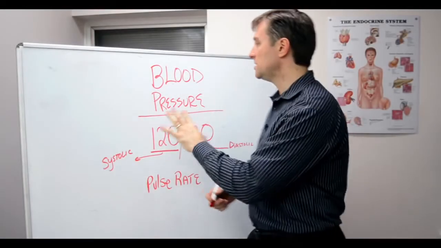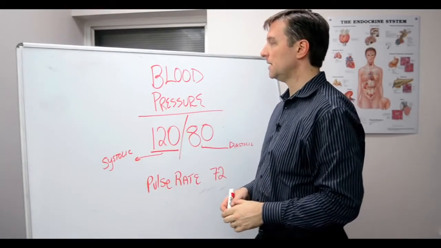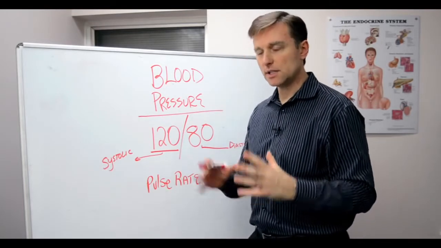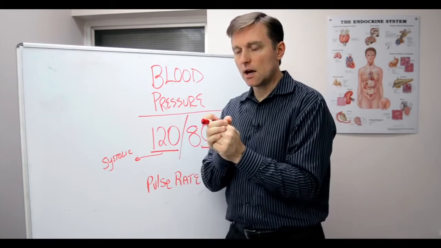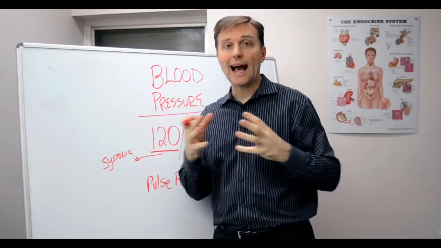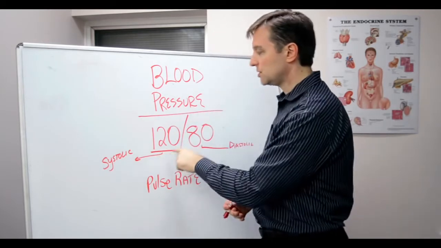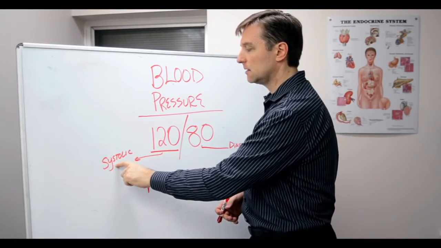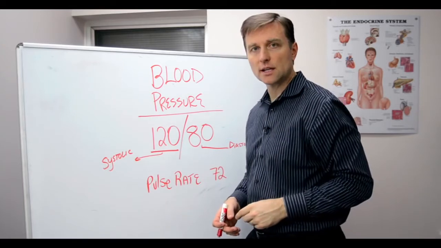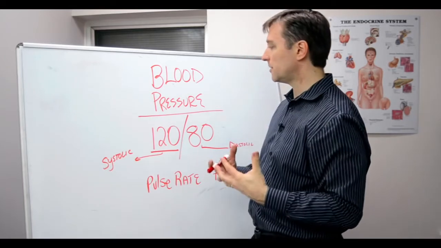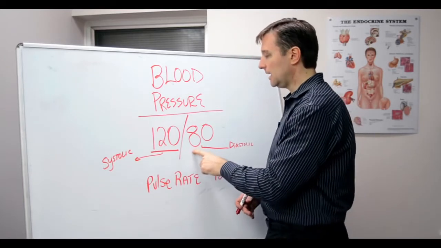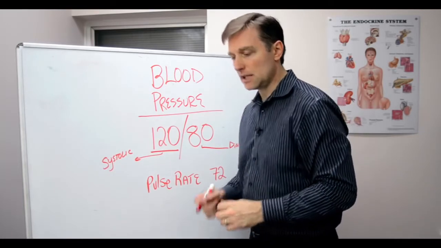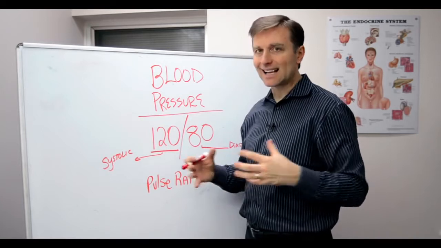So blood pressure, what is blood pressure? Well, first of all, you're measuring two things: the heart's ability to contract and the heart's ability to relax. The contraction pressure, called the systolic, should be 120 amount of pressure. And 80 is the diastolic, that's the bottom number, and that's the ability of the heart to relax.